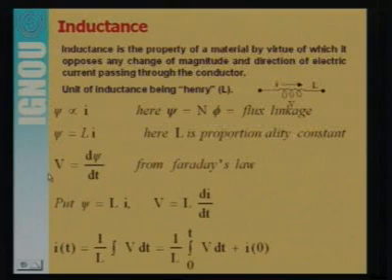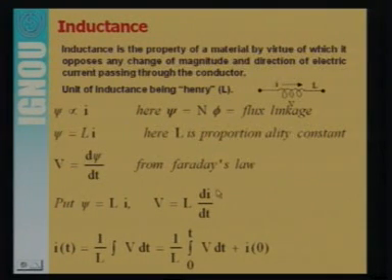V is equal to d psi by dt. This is from Faraday's law. According to Faraday's law, the induced EMF is equal to the rate of change of flux linkage. Now, we know the value of psi, which is L i. So we find the relationship V is equal to L di by dt, since L is constant and can be taken outside. This is the voltage-current relationship in the case of inductance. V is voltage, I is current. When we differentiate the current, di by dt, multiplied by L, it gives the voltage across the inductor.